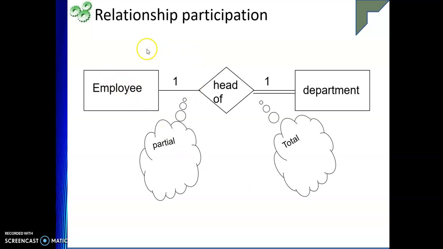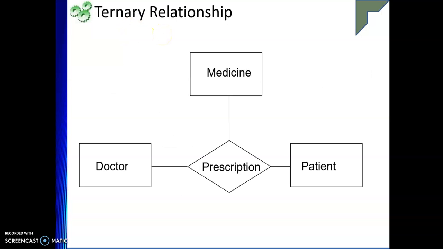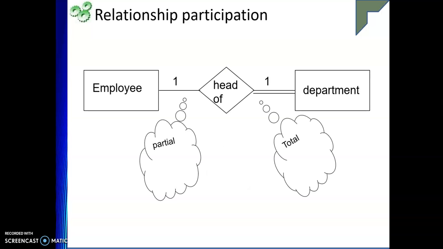And now we talk about participations. One beautiful example is employee and department. One particular employee heads a department. Here, not all employees will be the head itself, so we have a partial kind of existence.